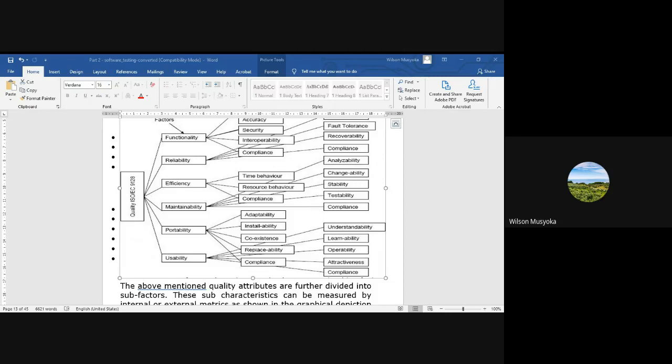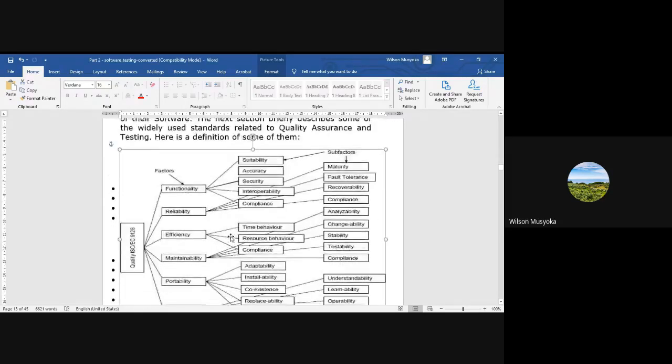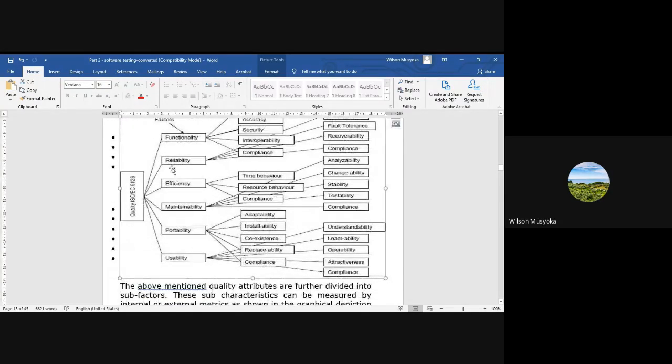And then compliance, is it complying to the set standards of human-computer interaction? So those are the quality factors we are looking at in terms of quality standards. So they are 6 of them. Please note them and understand them properly. Functionality, reliability, efficiency, maintainability, portability, and usability.